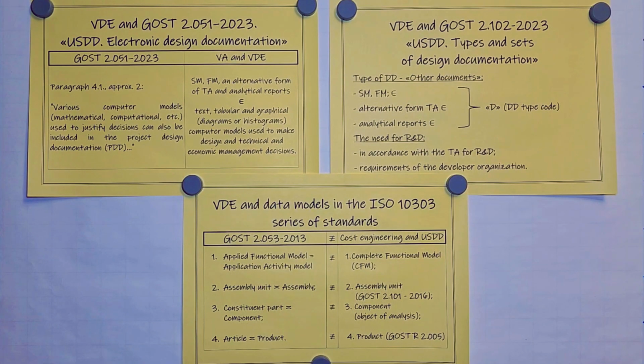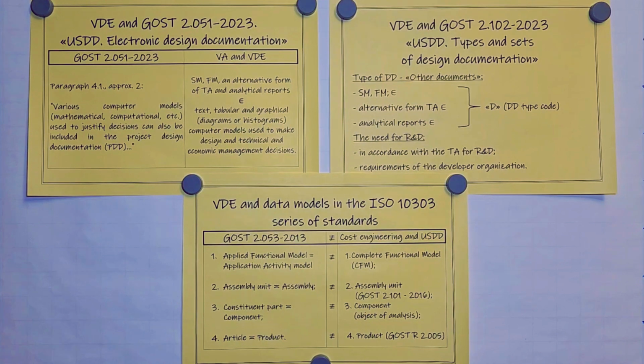In paragraph 4.1, Note 2 of GOST 2.051, United System of Design Documentation, Electronic Design Documentation, General Provisions, it is indicated: the design engineering documentation may also include various computer models, mathematical, computational, etc., used to justify decisions.